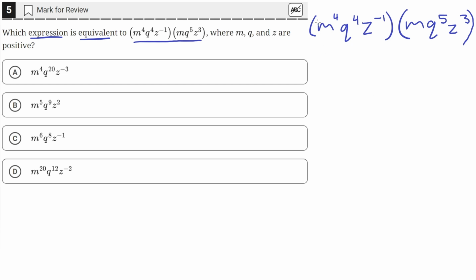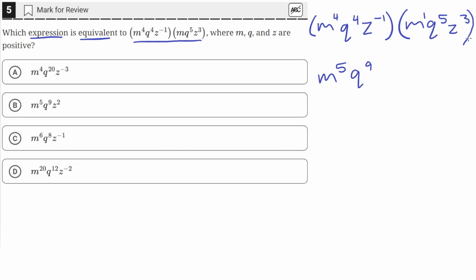So we have an m to the fourth, and then we have an m raised to the first here. So since they have the same base, we can just multiply them. So then this will just become m to the fifth. Okay, and then we have a q to the fourth and a q to the fifth. They have the same base, so we'll keep the base and add the exponents. 4 plus 5 is 9.